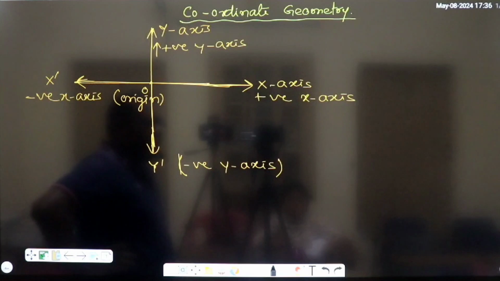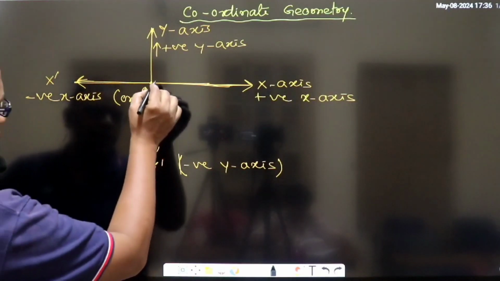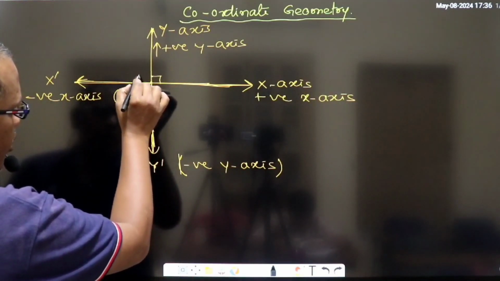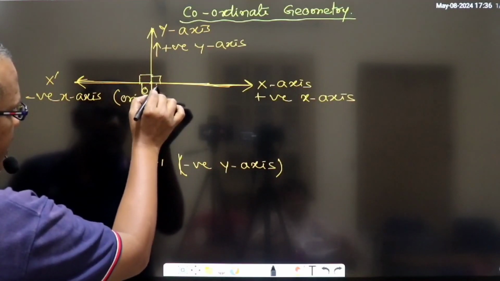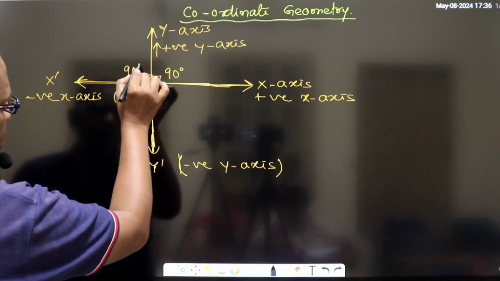The horizontal line altogether is the x-axis. The vertical line is altogether the y-axis. These two lines are perpendicular to each other. That's why all these four angles are 90 degrees each, right?